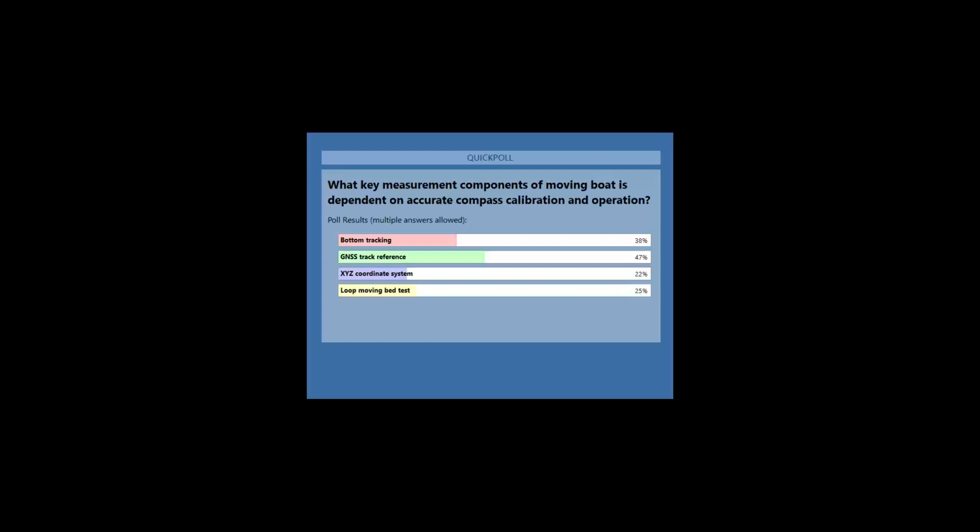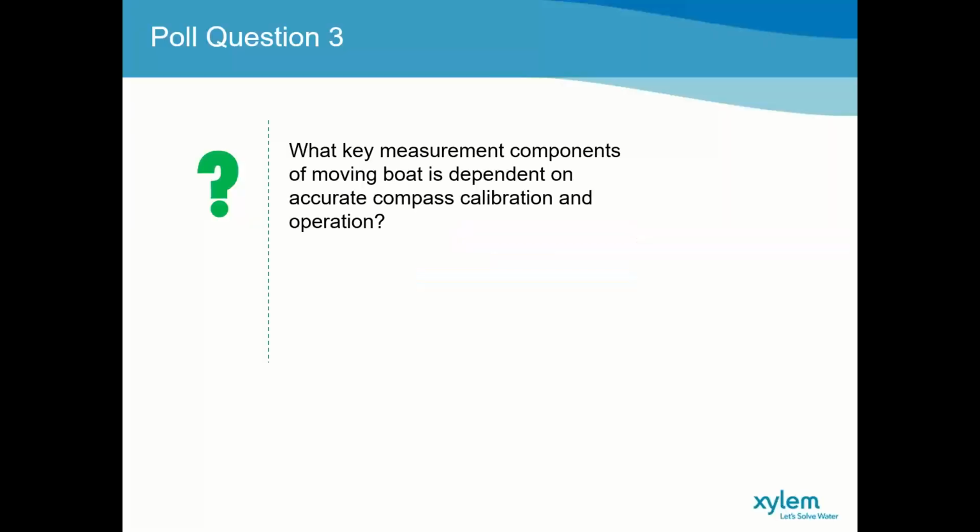The second one that's also important is the moving bed loop method. It is also highly dependent on accurate compass calibration and operation, and there are pass and fail criteria built into the method. So if the heading back and forth exceeds a certain number of degrees, the compass will fail the actual loop method. So those are the two methods that are highly dependent on accurate compass calibration. Great, thanks for that, Daniel.